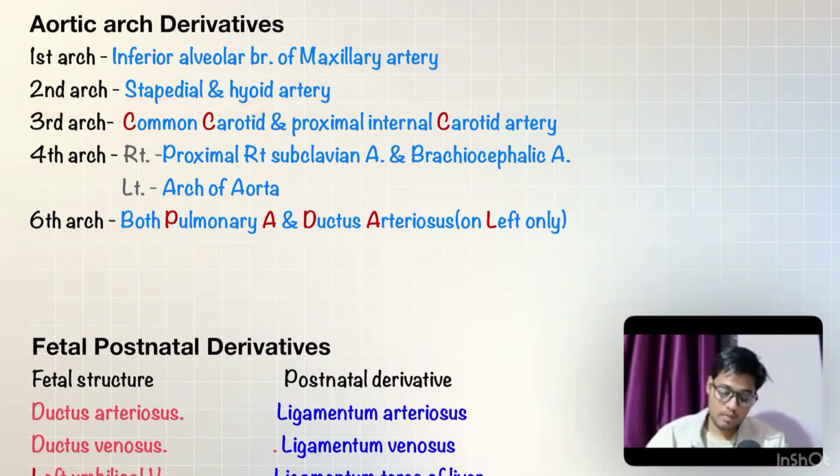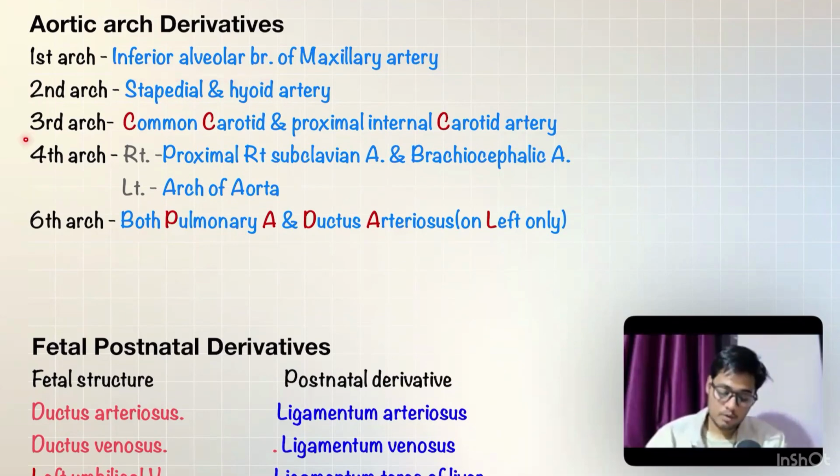You can remember that in second S comes, and from S, stapedial artery. Stapedial artery also starts with S. So SS, from for second arch. For first arch, you can remember that first person is Max. Max is the name of a boy or a person you can correlate. So Max is the first person. So maxillary artery is derived from the first arch. And which branch of maxillary artery? Inferior alveolar branch of maxillary artery derived from first arch.